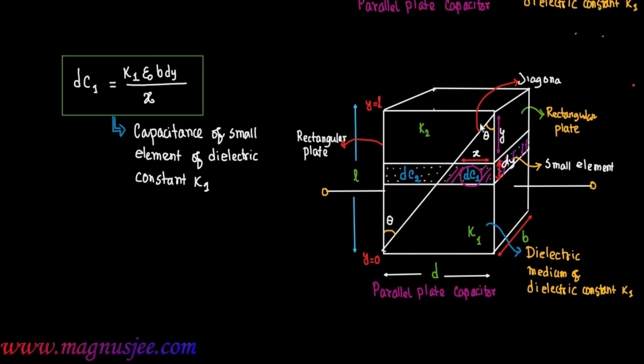dy is the height of the small element of dielectric constant K1, and the width of this element is b. Small b is the width of the small element, or elementary portion, of this dielectric medium.